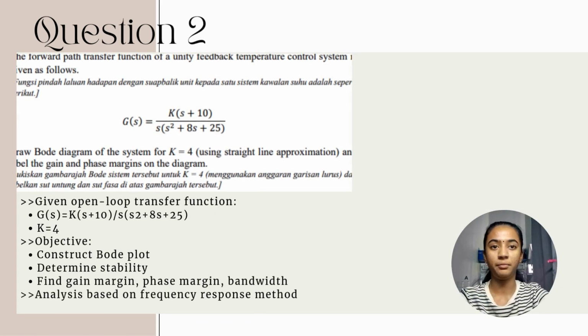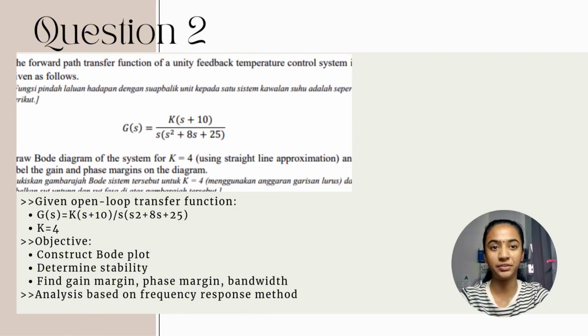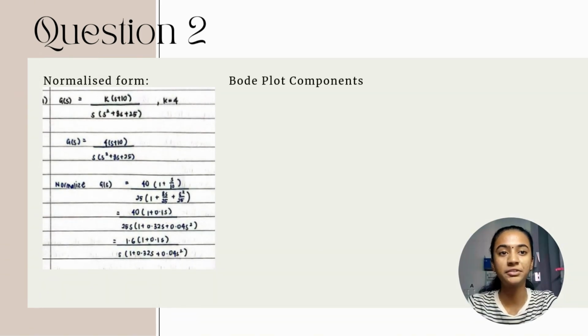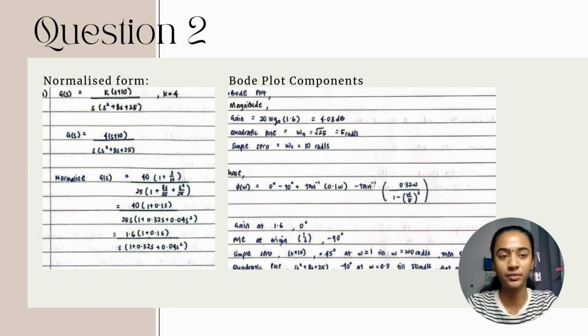Hello everyone, I'm AISSWARYA. For this question, I'm given an open loop control system with the transfer function given as K over s(Ts+1), where K equals 4. The task is to analyze the system using the Bode plot and determine the stability, gain margin, phase margin, bandwidth, and the effect of increasing gain. First, the transfer function is normalized into standard Bode plot form. The overall gain is 1.6, which corresponds to plus 4.08 decibels.